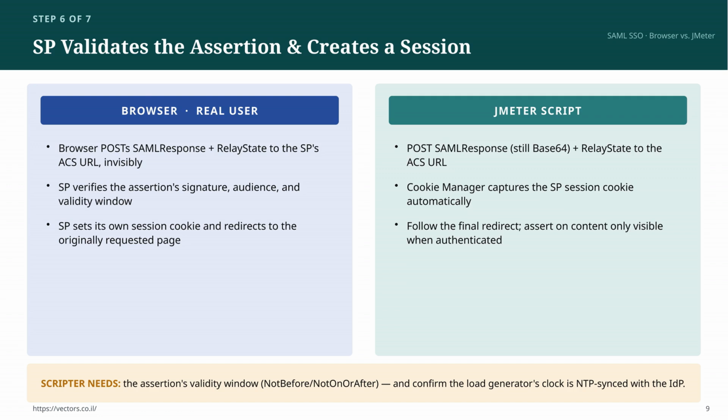JMeter mirrors this with a post of the still base64 encoded SAML response and relay state, and the cookie manager automatically picks up that new SP session cookie. One thing that's easy to overlook: confirm the assertion's validity window with the SSO team, and make sure the load-generating machine's clock is synced via NTP with the identity provider. Clock drift here causes intermittent failures that are very hard to diagnose.